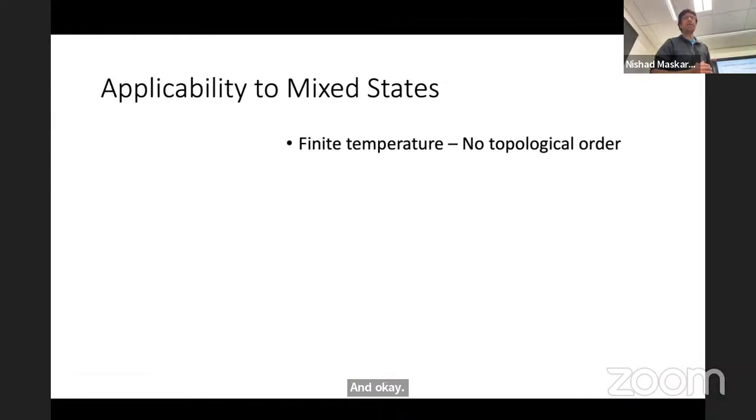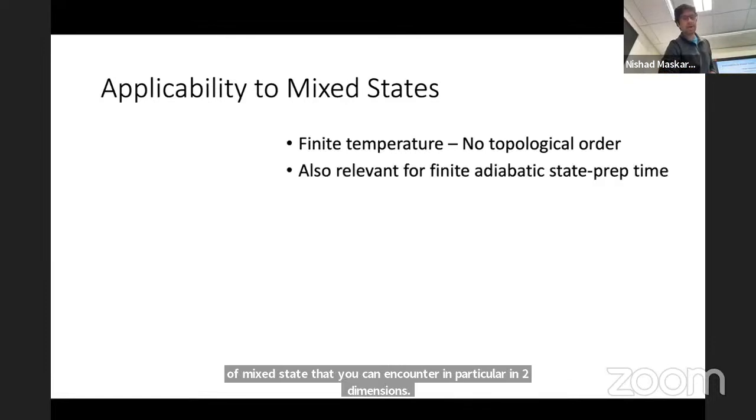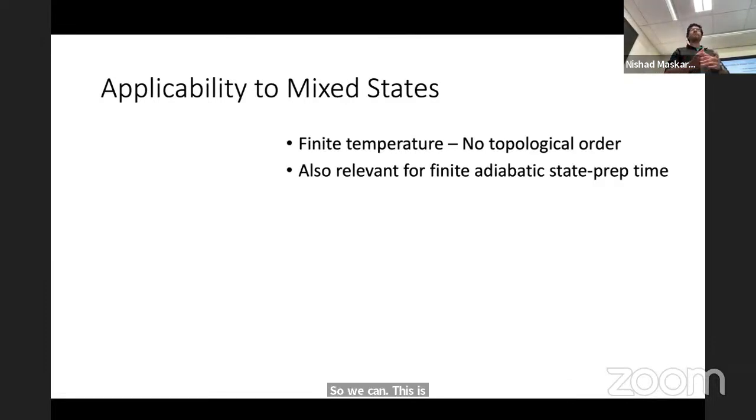So next, let me talk about finite temperature. Finite temperature is fundamentally a very different type of mixed state that you can encounter. In particular, in 2 dimensions, when you have a finite temperature, you actually lose topological order. This is also very relevant for experiments where you do, say, a finite-rate adiabatic state preparation, because we know that finite-rate adiabatic state preparation will also create some errors that look a little bit like finite temperature. You can't cool the state all the way to 0.